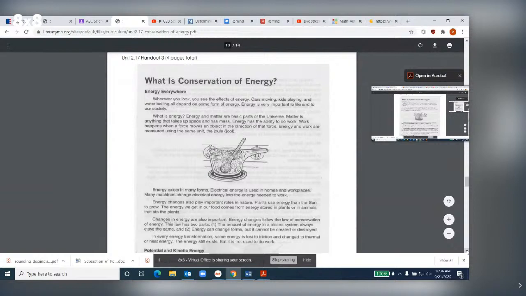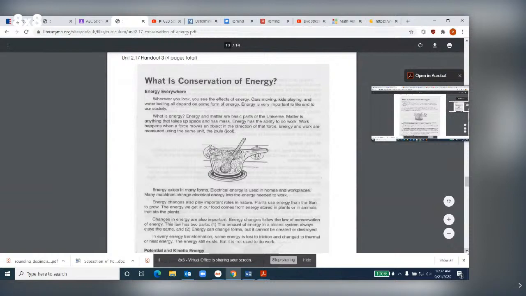Energy exists in many forms. Electrical energy is used in homes and workplaces. Many machines change electrical energy into energy needed to do work. Energy changes also play an important role in nature. Plants use energy from the sun to grow. The energy we get in our food comes from energy stored in plants or animals that ate the plants. Changes in energy are also important. Energy changes follow the law of conservation of energy. It has two parts. The amount of energy in a closed system always stays the same. Energy changes form, but it cannot be created or destroyed.